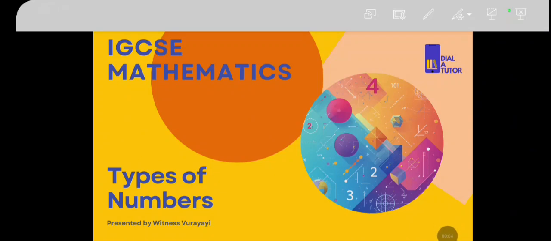My name is Witness Wurayai, and I'm going to be introducing the topic numbers. We will be learning about different types of numbers as well as looking into factors, LCM, and reciprocals.